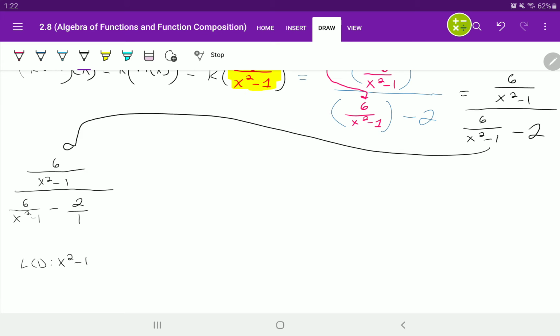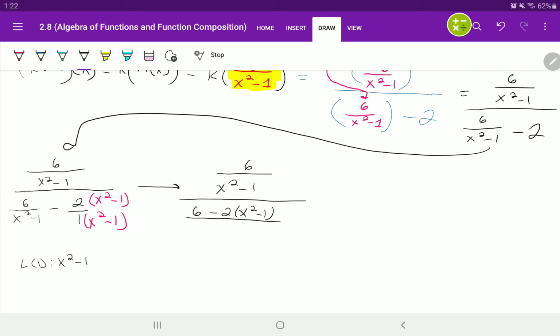Now my first fraction has an x squared minus 1, but the second one doesn't, which means I'm going to multiply x squared minus 1 to the denominator of my second fraction, and whatever I do to the bottom, I must do to the top, x squared minus 1. So now I have 6 divided by x squared minus 1, which will now be divided by 6 minus 2 times x squared minus 1, divided by x squared minus 1. Because same denominators now, I can now subtract the tops.